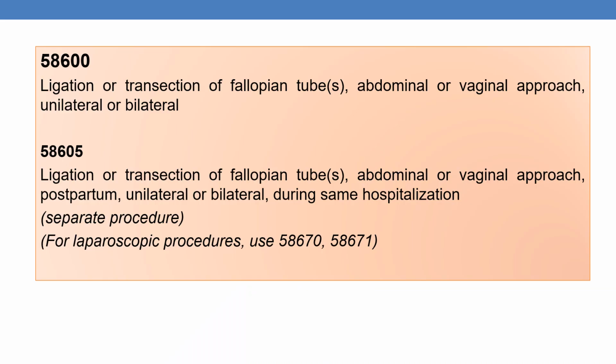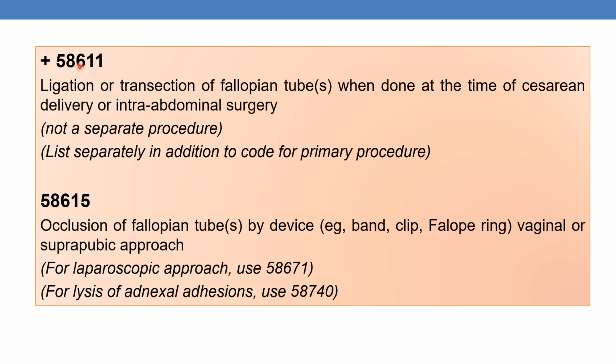Coming to the first CPT, that is 58,600, ligation or transection of fallopian tube, abdominal or vaginal approach, unilateral or bilateral. The next is 58,605, ligation or transection of fallopian tube, abdominal or vaginal approach, postpartum, unilateral or bilateral during same hospitalization. Next is an add-on code plus 58,611, ligation or transection of fallopian tube when done at the time of C-section or intra-abdominal surgery.